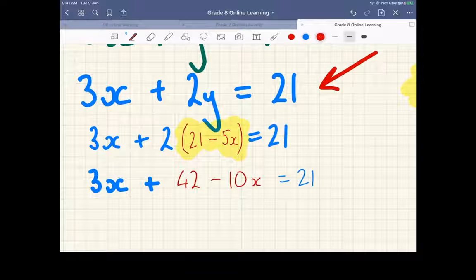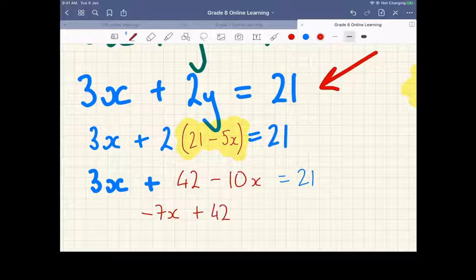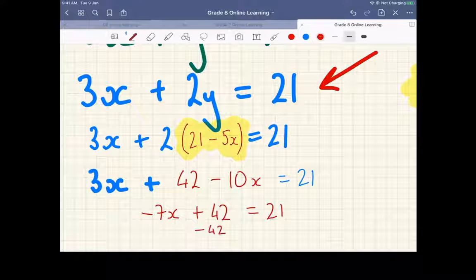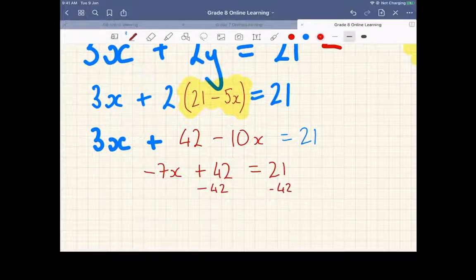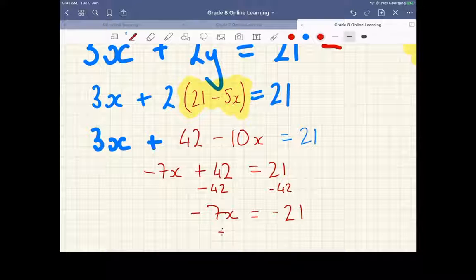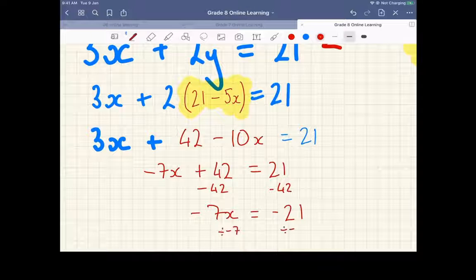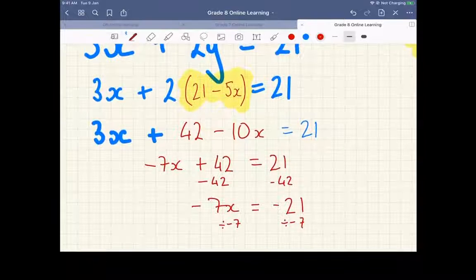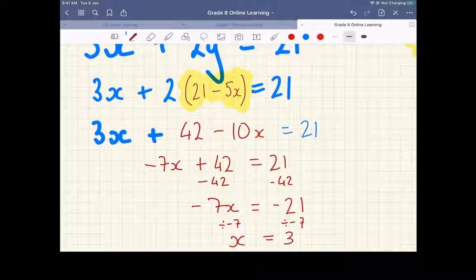We combine all the like terms, so the 3x minus the 10x gives us negative 7x. Don't worry about that. We'll fix that negative in a minute. We then need to subtract the 42, and this will leave us with just negative 7x equals negative 21. Then, to get rid of the negative, we're going to divide both sides by the negative 7. If you don't like the negatives, use your calculator. X is equal to 3.